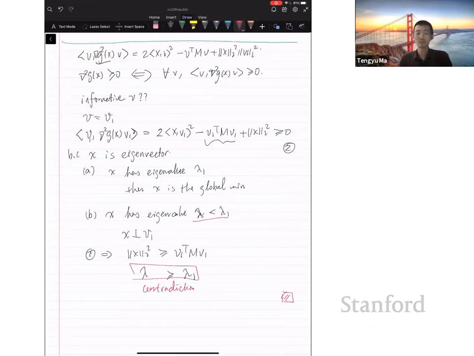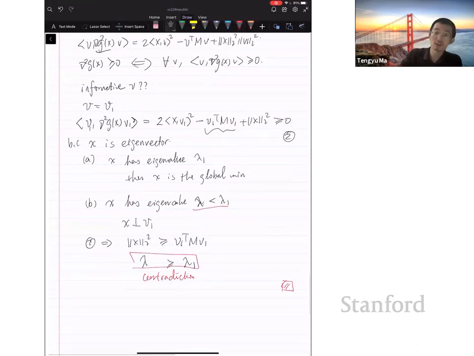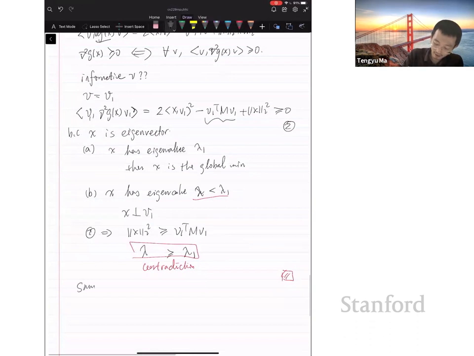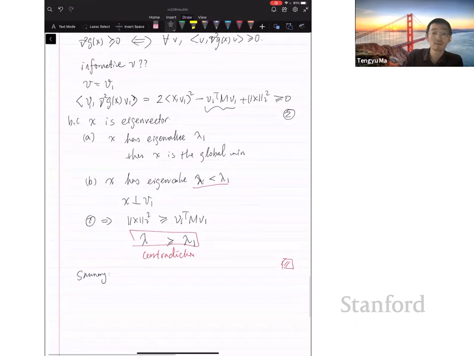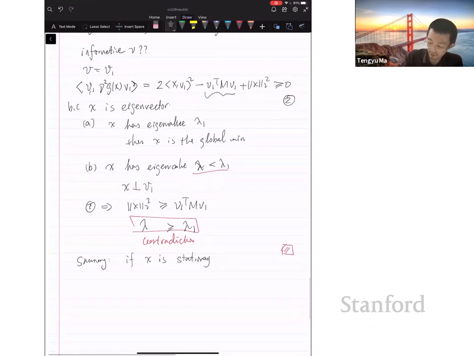Okay, any questions about this? So guys, maybe just a very quick summary. So basically this is saying that if X is stationary, by stationary point I always mean first order stationary point. So I'm not going to clarify that in the future.